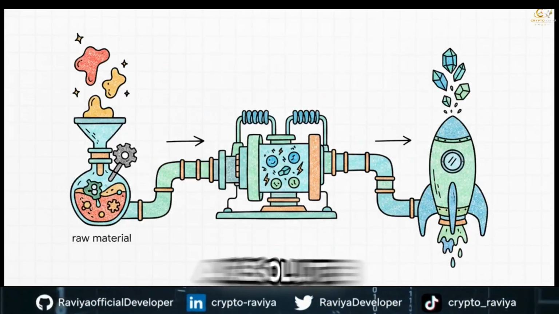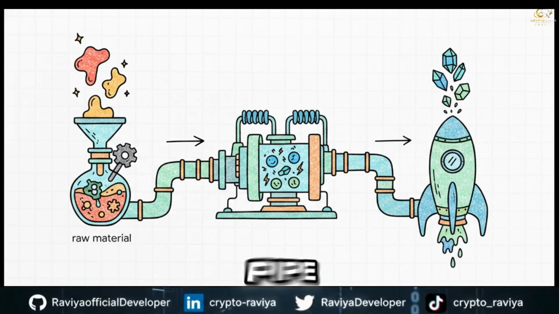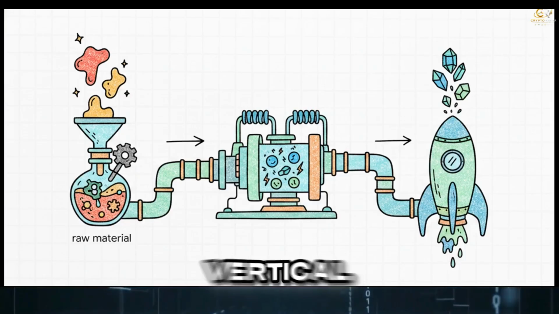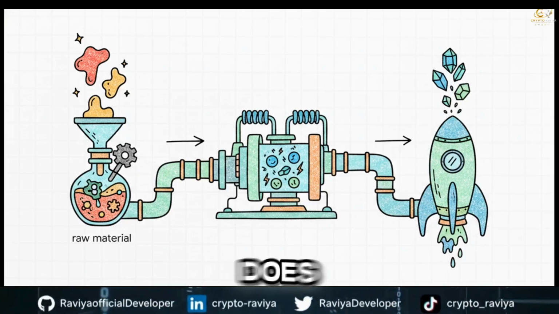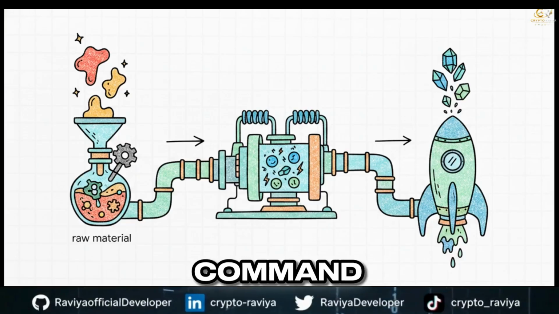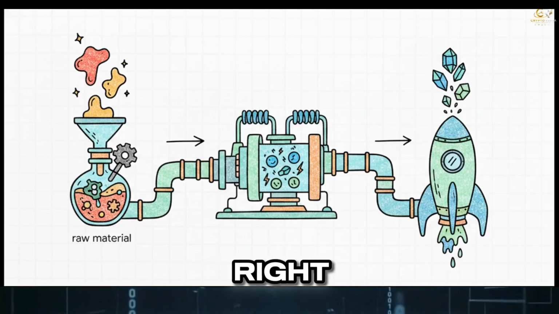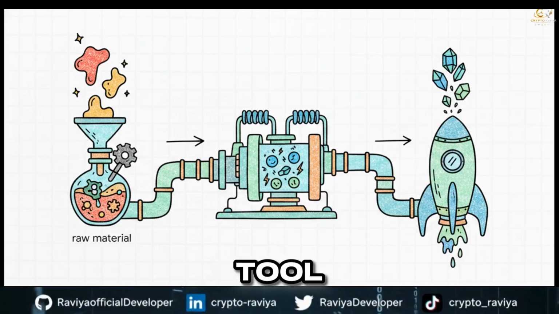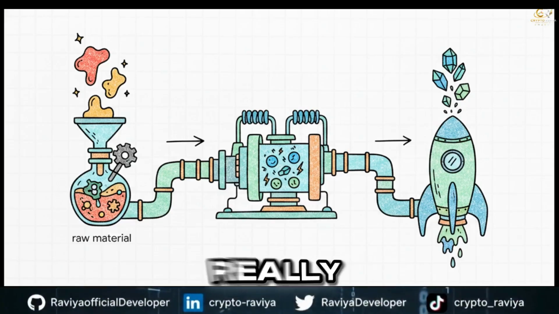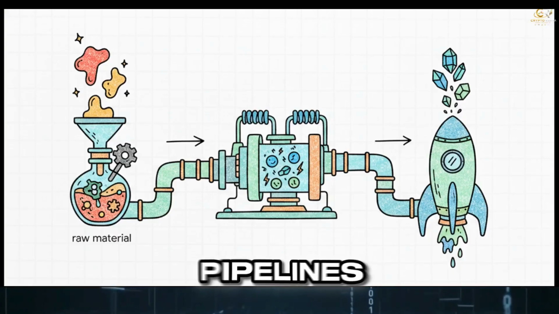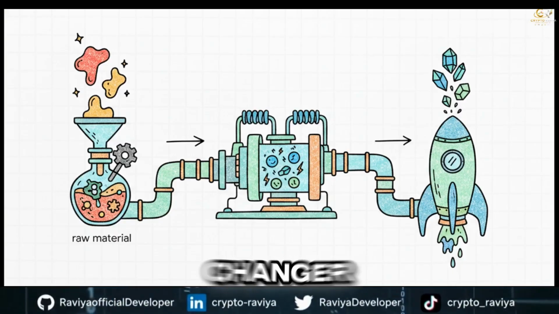And that brings us to my absolute favorite tool in the kit, the pipe. It's symbolized by that little vertical bar on your keyboard. What it does is take the standard output of the command on the left and funnel it directly into the standard input of the command on the right. It's incredible. You can just chain tool after tool together, creating these really powerful custom data processing pipelines right on the fly. It is a total game changer.